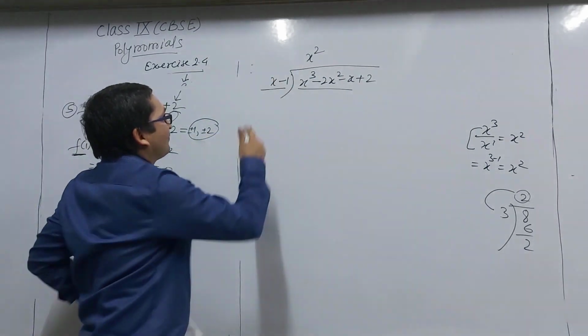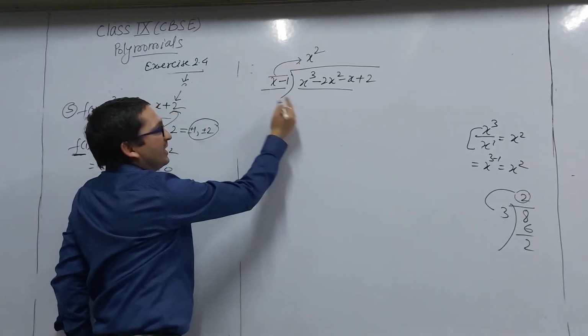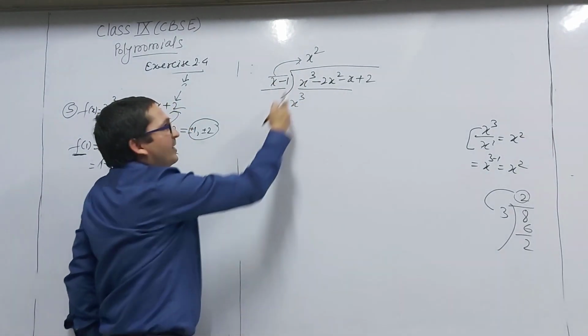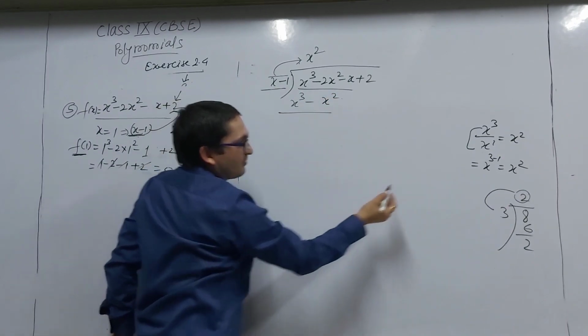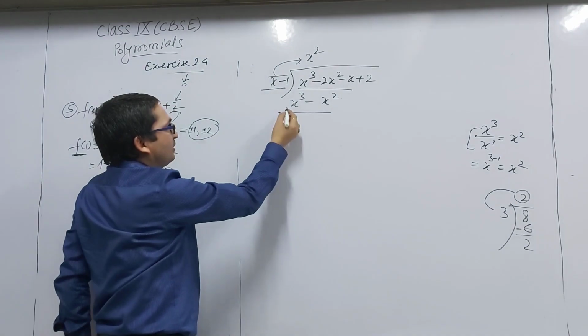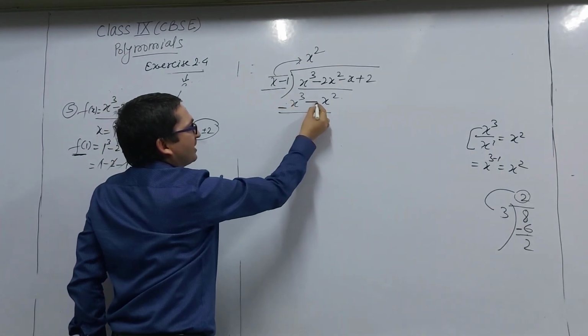So now what will you do? You need to multiply this with x square. So x square with x will be x cube. Now x square with minus 1 will be minus x square. After that, what do we do? Subtract, right? 8 minus 6 is 2. Here, same thing. We are going to subtract: this is the plus sign, so it will be minus; this is the minus sign, so it will be plus.